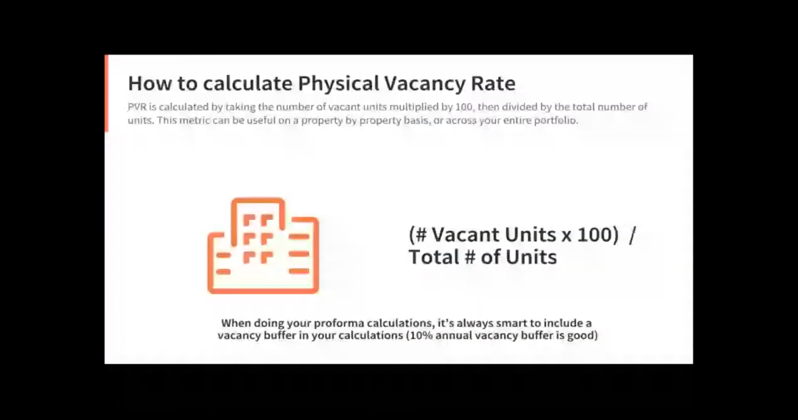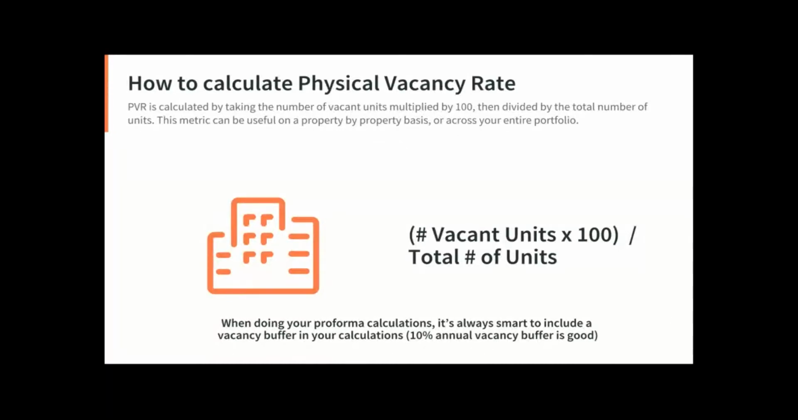The first one's physical vacancy. This rate gives you the percent of your units vacant when compared to the total units available. So it's an easy calculation. You take the number of vacant units, multiply it by 100, and divide it by the total number of units. This metric can be useful on a property by property basis or across your entire portfolio.